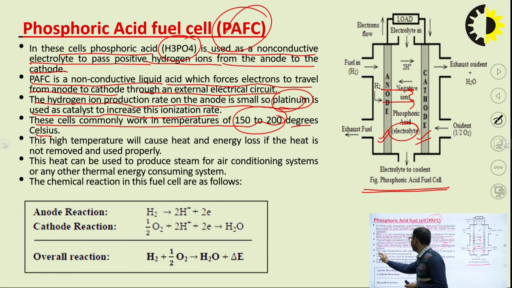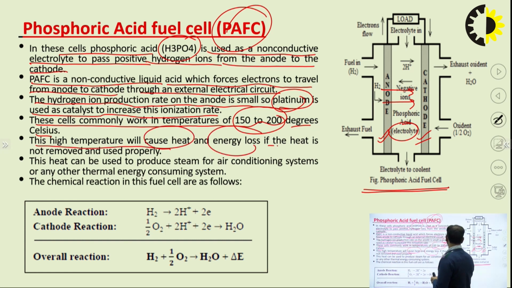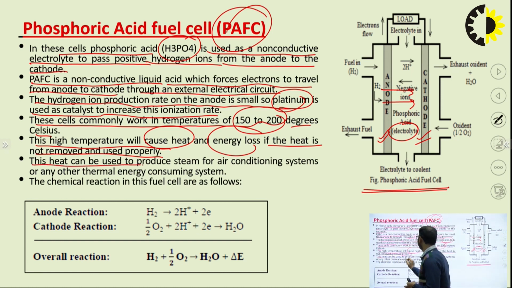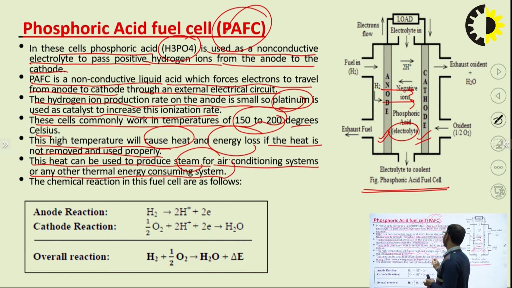This high temperature will cause heat and energy loss. So if the heat is not removed and used properly, we must ensure there is proper heat transfer. This heat can be used to produce steam for air conditioning systems or any other thermal energy consuming system. The chemical reactions in this fuel cell are as follows.